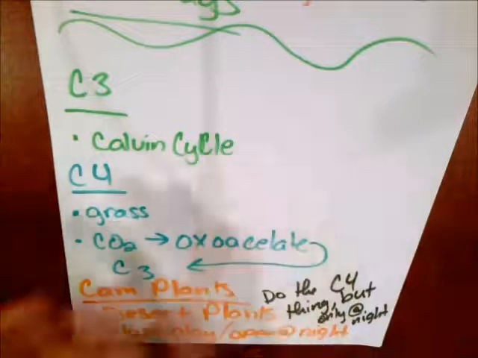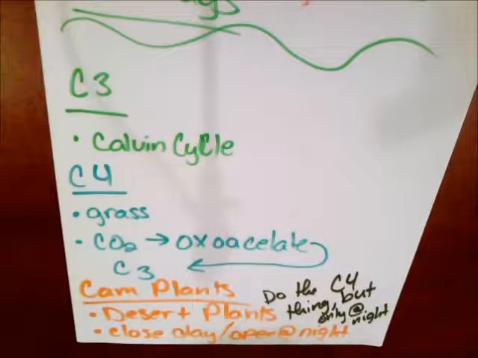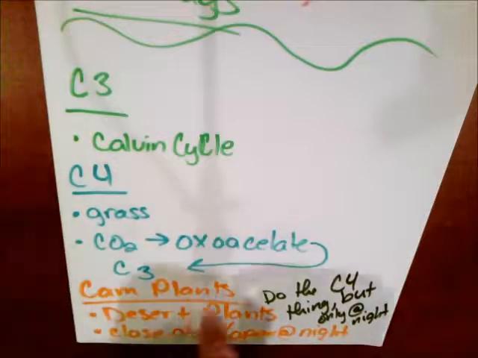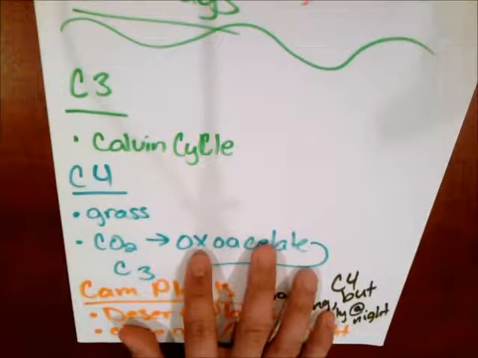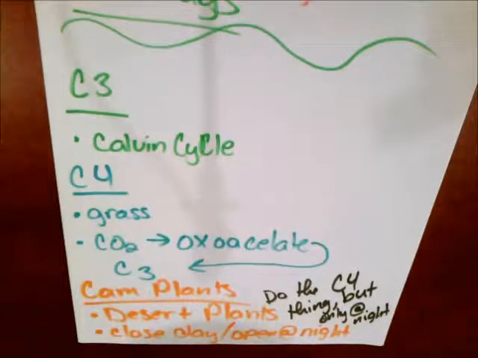C4 and CAM plants are awesome at reacting to lack of water, lack of sunlight, lack of everything. They're just better at dealing with unexpected things. All right, so these are the budgeters, these are the guys that are spending big. Anyway, that's the end of your chapter.